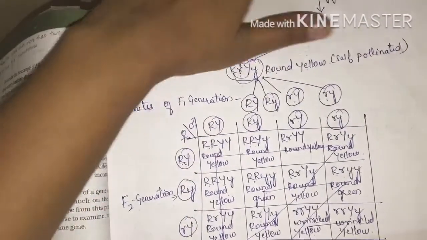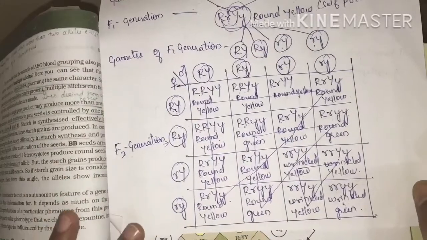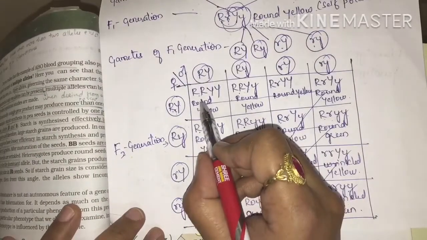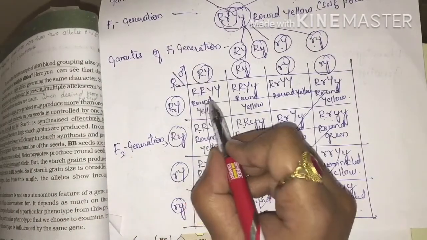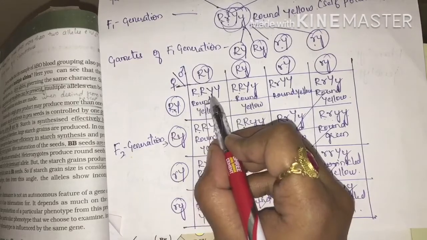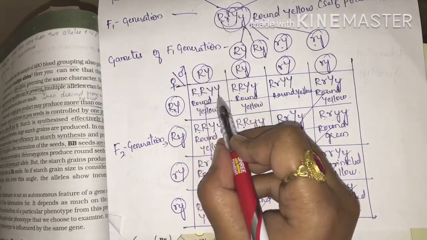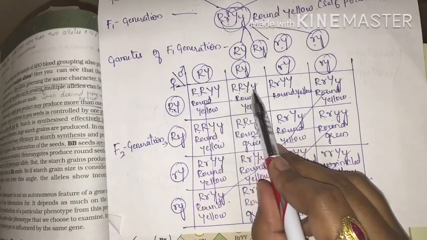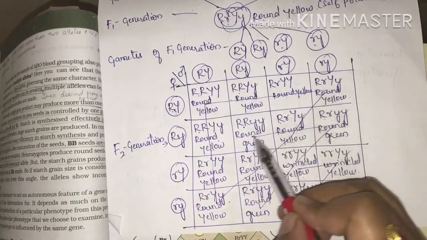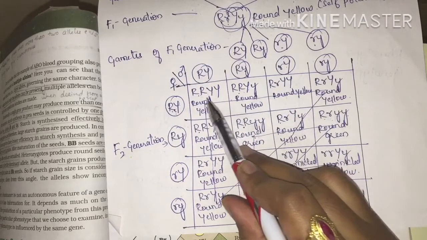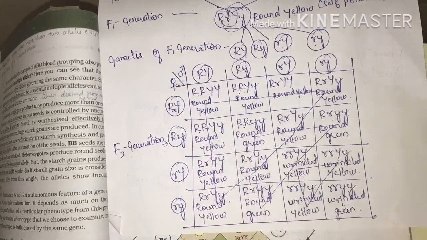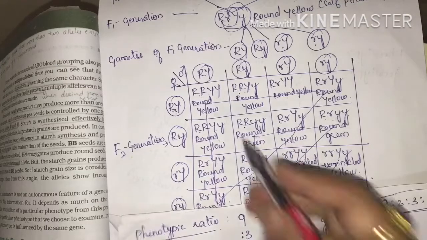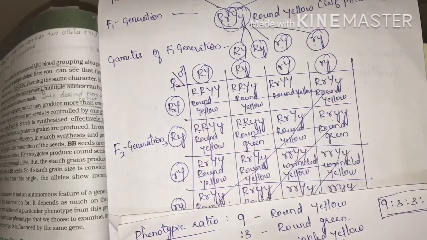Here we shall see what those are and how. We have to first see the first one, round yellow: capital R, capital R, capital Y, capital Y. How many of this genotype do we have? See, we have only one. Another we have capital Y, small y, which is not exactly similar. Do you find the same genotype somewhere? No, we won't find it. So this is counted as 1.